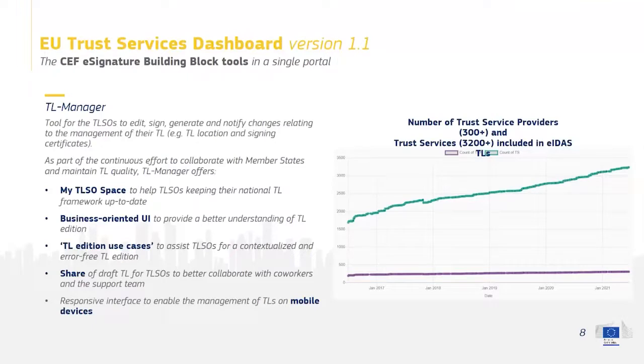standards and the regulation. Then we also improved the sharing of the draft trusted list for the TLSOs to better collaborate with co-workers and also with the support team when relevant. The interface is now much more responsive to enable the management of the trust list, for example, on mobile devices. So now it's really easy to even edit the trust list on your smartphone if relevant. So I think that now we can maybe proceed with the demonstration.